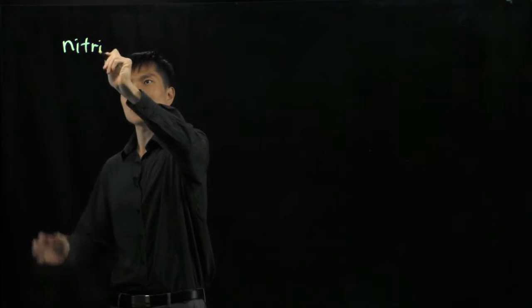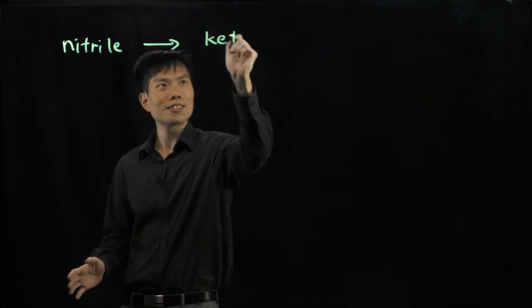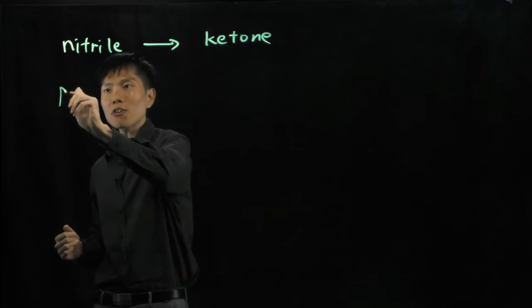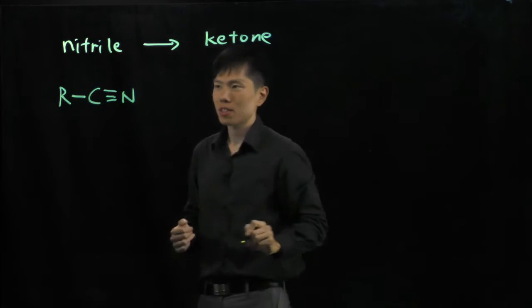Hello. So here you'll be learning from me to convert nitrile to ketones. What are nitriles? Nitriles have an R group connected to a CN triple bond.